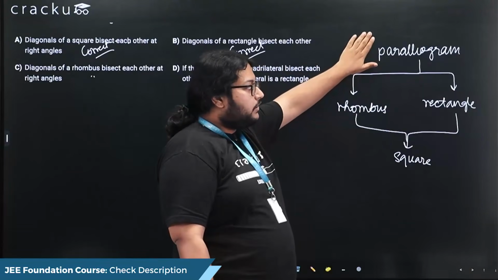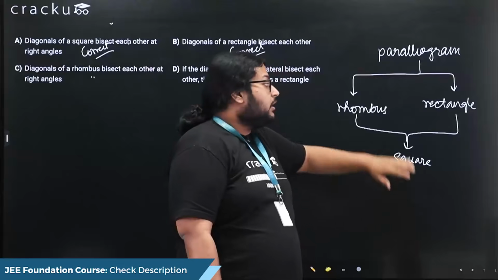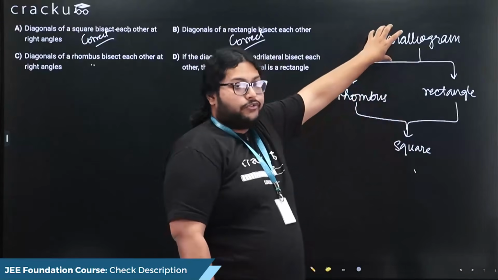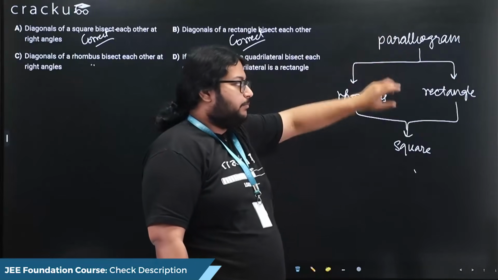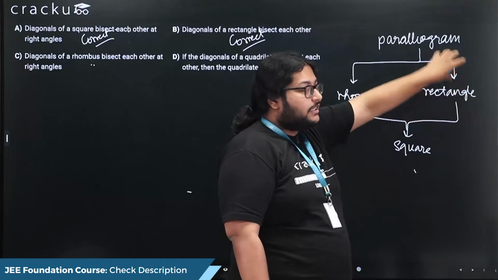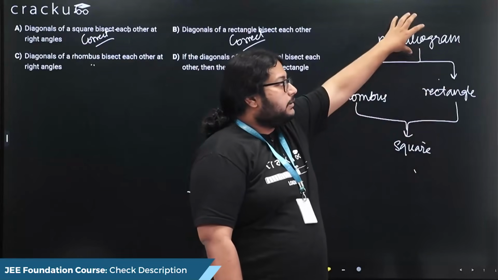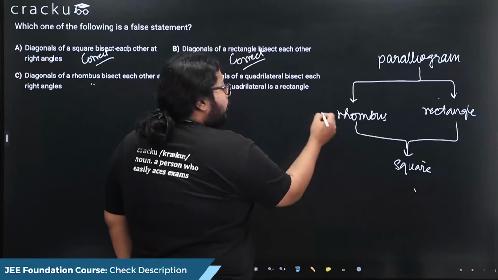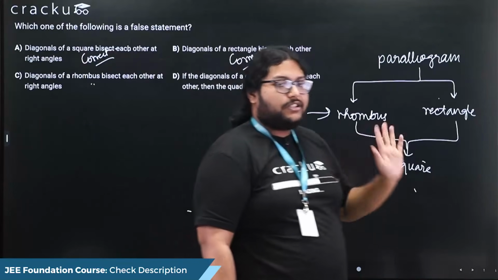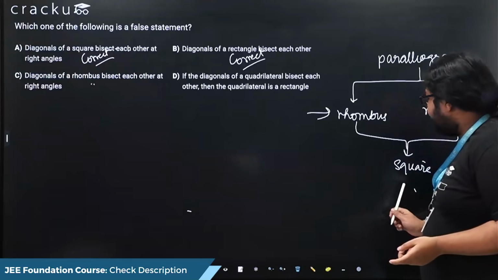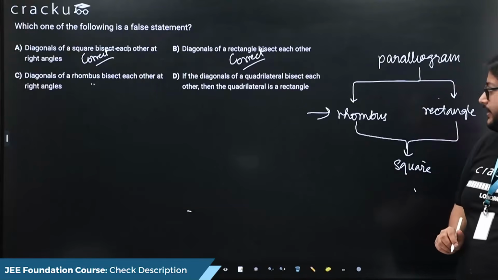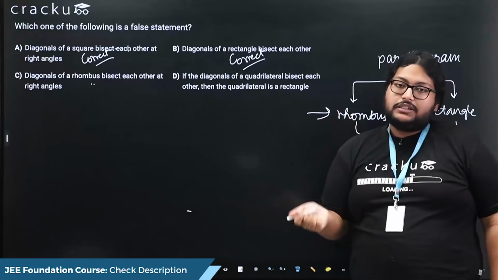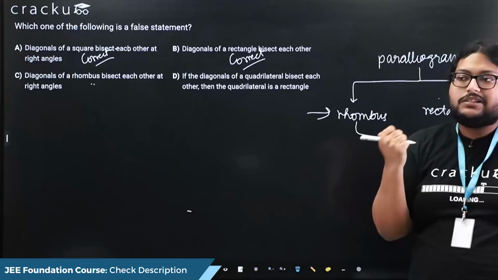Whatever is true for a parallelogram is going to be true for all of these. Whatever is true for a rhombus will be true for a square, but might not be true for a parallelogram. Similarly, whatever is true for a rectangle is definitely going to be true for a square, but might not be true for a parallelogram. So if I think about it like that, for a rhombus, I know the diagonals bisect each other at 90 degrees, which means that for a square also the diagonals will bisect each other at 90 degrees. For a parallelogram, the property is that the diagonals bisect each other.